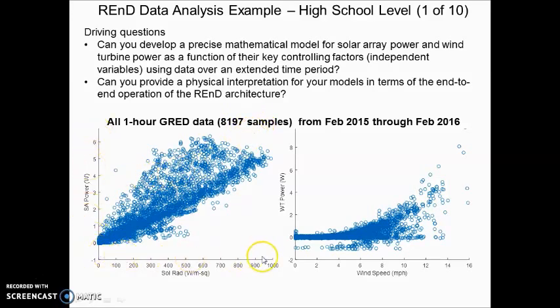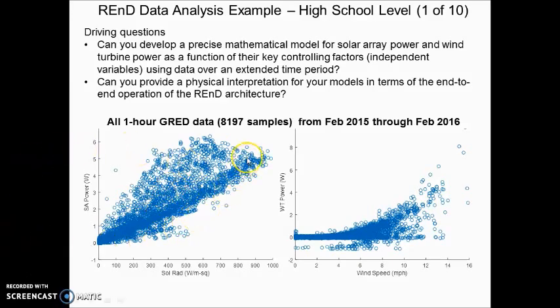Here's a plot of the solar array power versus the solar radiance, and correspondingly the wind turbine power versus the wind speed. If you recall what Chris showed for the 8th grade, we showed similar plots, but only for a month. So the question that comes to mind is, looking at this data over this extended time period, why does it look considerably different than what we saw for just a month?